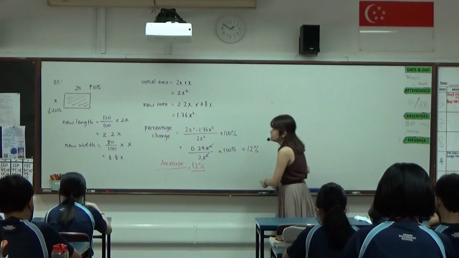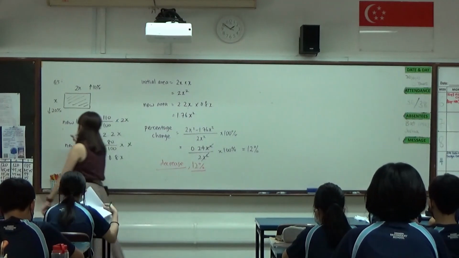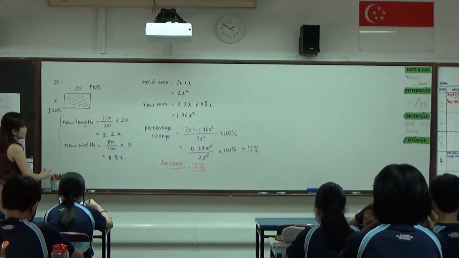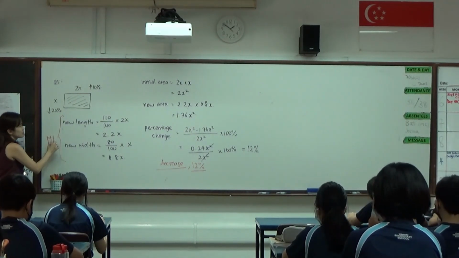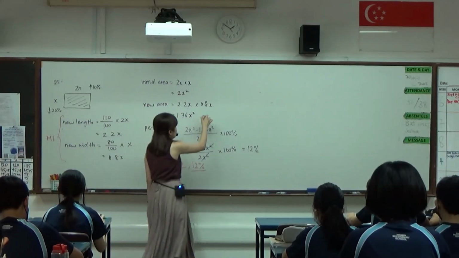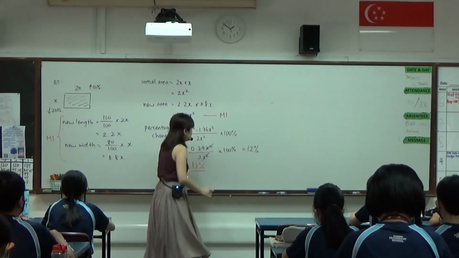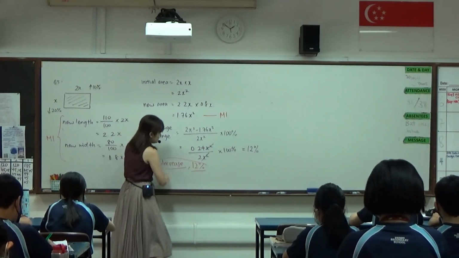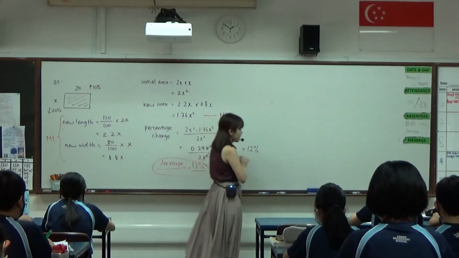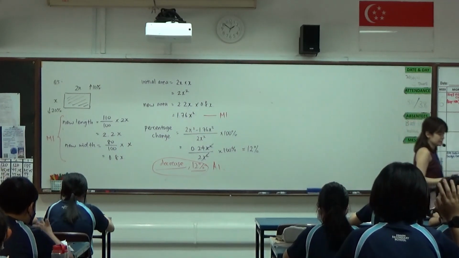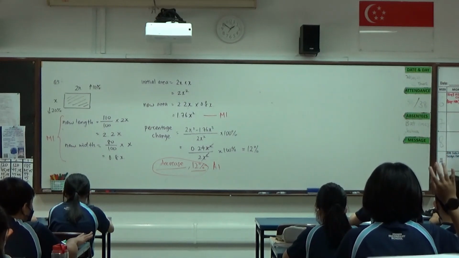So for this question, the marks were given such that if you can find either the new length or the new width, you get 1 method mark. If you can find the new area, you get 1 method mark as well. The final answer for both of these gets 1 mark. Okay? So it's not that you get a decrease and after that you get a mark.